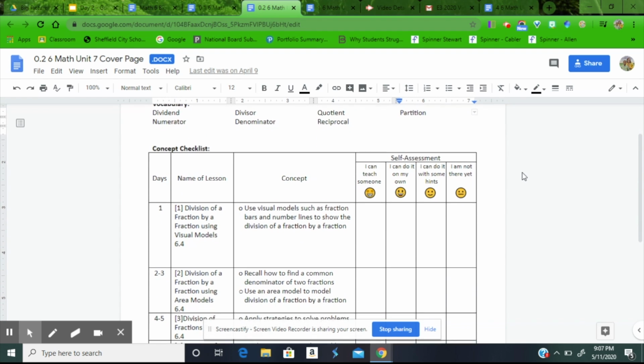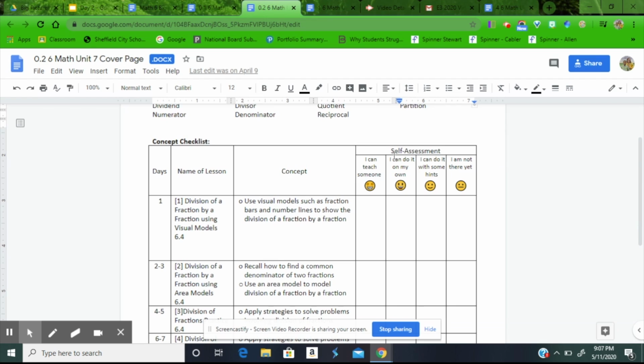And then we move on to our concept checklist. Again, we have our 4s, and those are our exemplary students, the ones that know the material well enough that they could turn around and teach someone else. Then we have our proficients, our 3s, which can do it on their own. We also have our 2s. These are the students that still need some hints to get the concept mastered. And then we have our 1s who just aren't there yet.